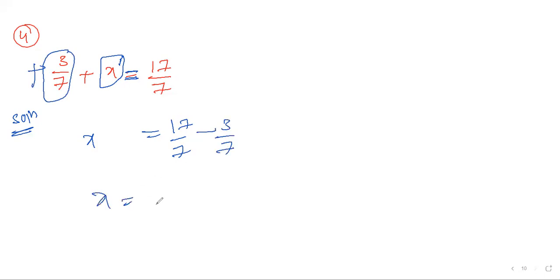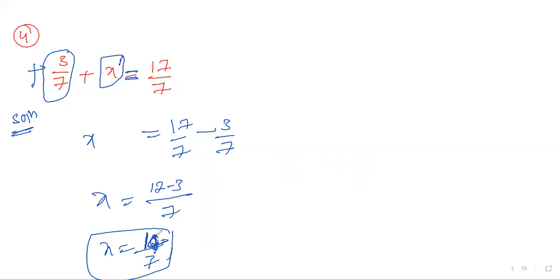So the fractions have the same denominators, so we can write directly 17 minus 3. The value of x is 17 minus 3, which is 14 by 7. The answer is 14 by 7. The subtraction must be clear first of all: 17 minus 3 is 14 by 7. Okay, this is clear. Is the answer correct or not?